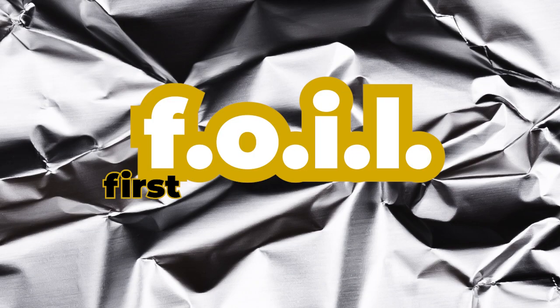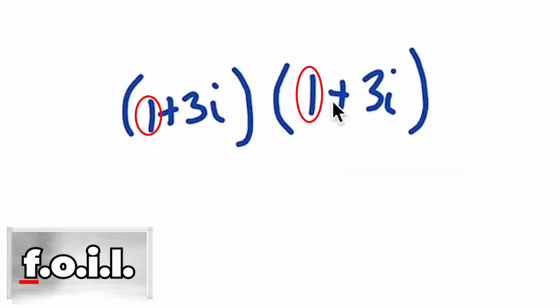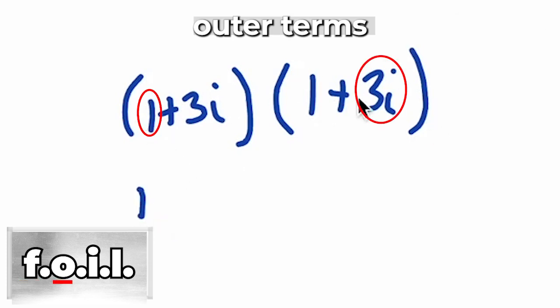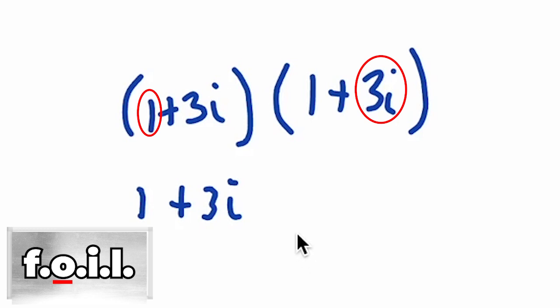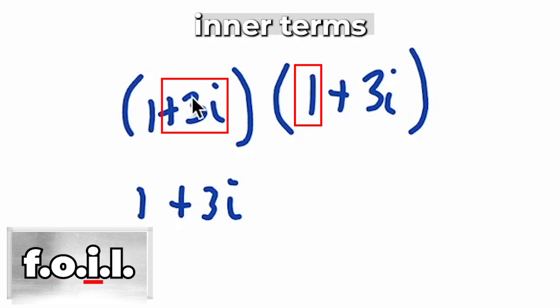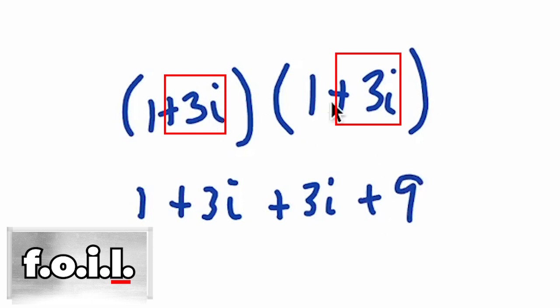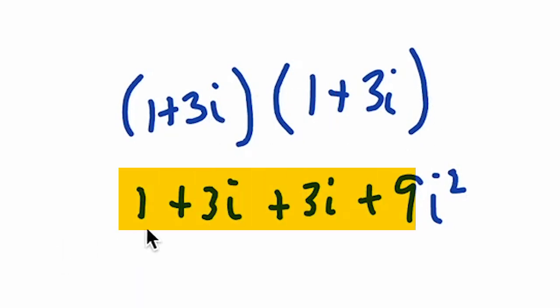Remember, FOIL stands for first, outer, inner, last. The first term is 1 times 1, which is just 1. The outer terms would be the 1 times the positive 3i, which is positive 3i. Okay, there's the O. The I in FOIL means the inner terms. So that would be the positive 3i times this positive 1, which is another plus 3i. And then the L in FOIL stands for last. I'm going to multiply the last term times the last term. So that would be 3i times 3i, which is 9, because 3 times 3, and then i squared, because there's those two i's that we're multiplying. Okay, so we've got 1 + 3i + 3i + 9i squared, and we haven't yet simplified this.